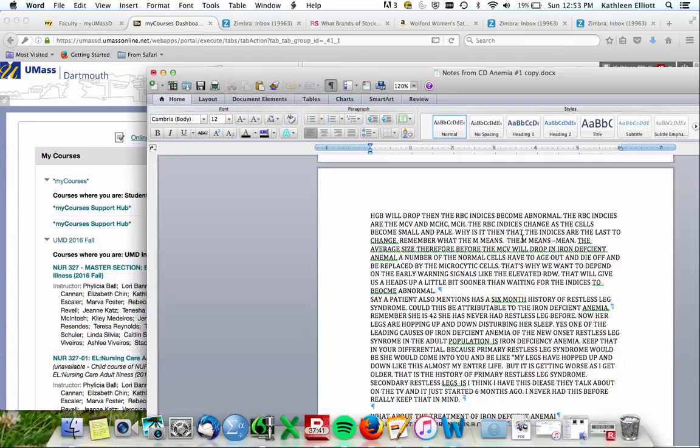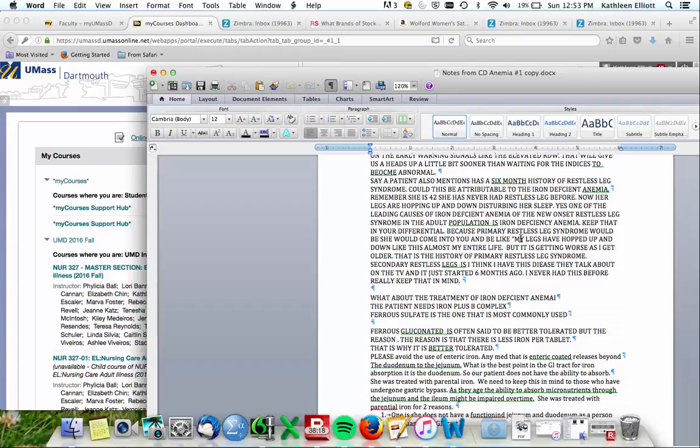Why is it then that the indices are the last to change? All you need to remember is that M stands for mean. The M means mean, the average size. Therefore, before the MCV will drop in iron deficiency anemia, a number of the normal cells have to age out and die off and be replaced by the microcytic cells. That's why we want to depend on early warning signals like the elevated RDW. That will give us a heads up a little bit sooner than waiting for the indices to become abnormal.